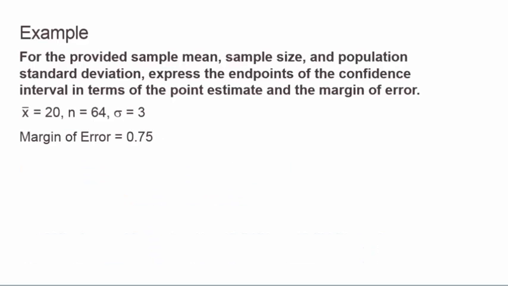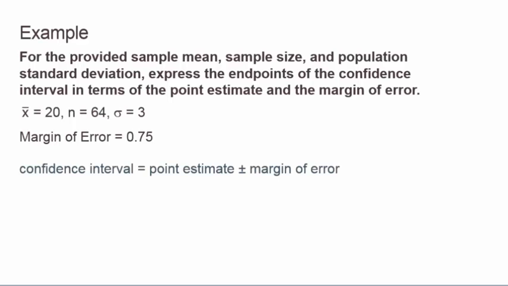Continuing with our example, we want to express the endpoints of the confidence interval in terms of the point estimate and margin of error. The confidence interval equals the point estimate plus or minus the margin of error. The 95% confidence interval is 20 plus or minus 0.75.